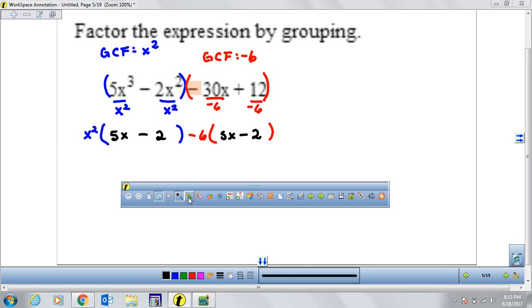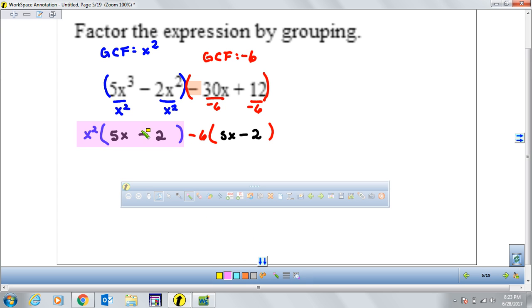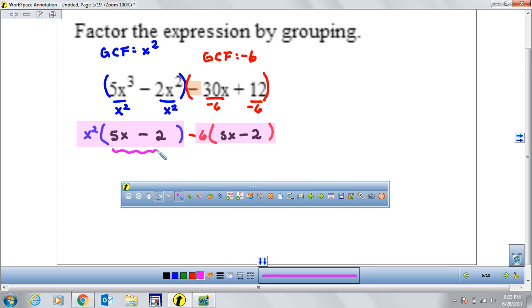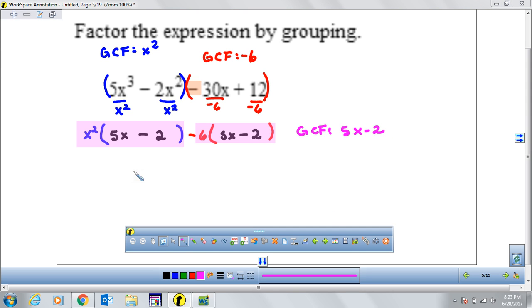Now, from the original 4 terms, since this is a multiplication between the parentheses and the x squared, this is considered to be one term as a whole, and this one is considered to be another term as a whole. What we notice from those two terms is that both of them have a 5x minus 2. So what we can do again is factor another greatest common factor, and that would be the 5x minus 2's.